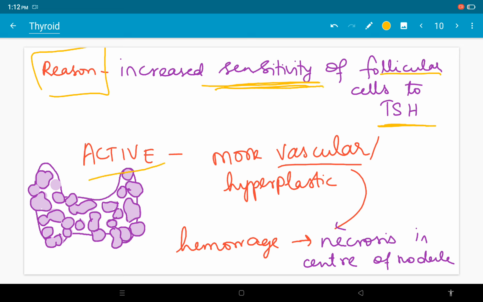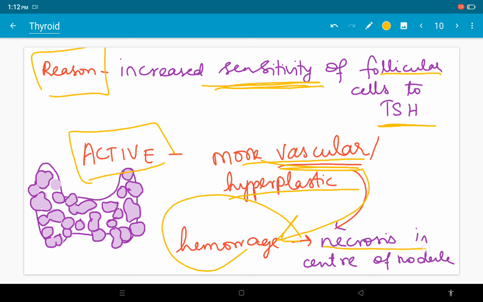The active and inactive parts we saw, right? Active parts are more vascular and hyperplastic. That is how you differentiate between the active and inactive parts of the lobules. So the active part, since it is more vascular, at one stage hemorrhage will happen. After hemorrhage, necrosis in the center of the lobule will happen. So this starts the formation of a nodule. Necrosis in the center means that part will turn inactive.